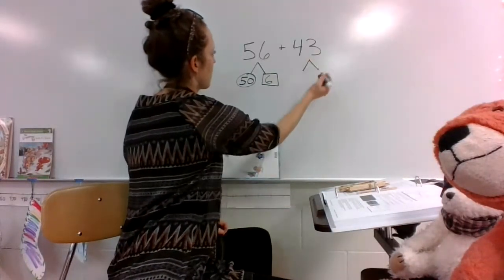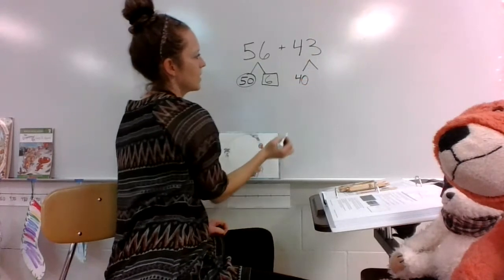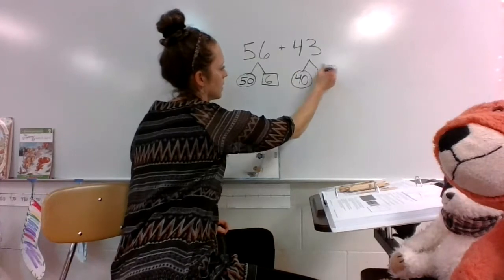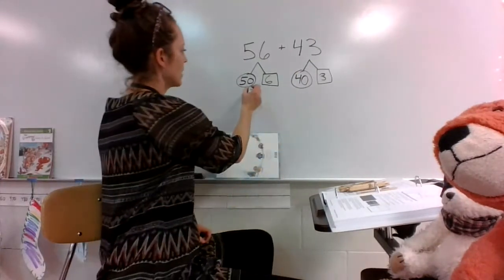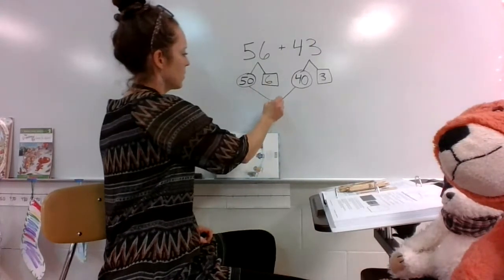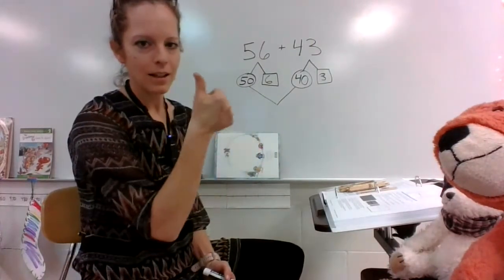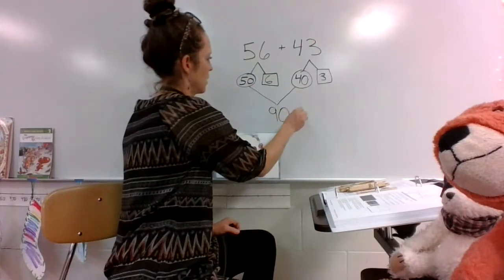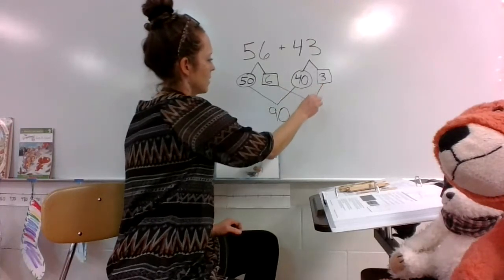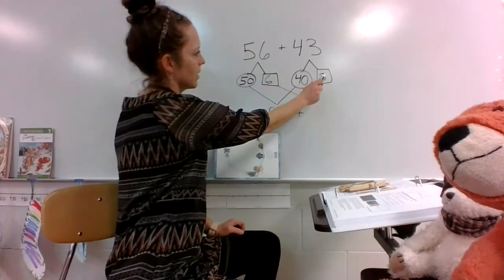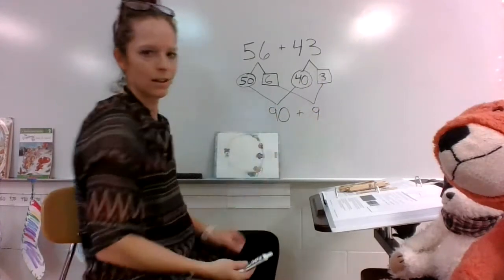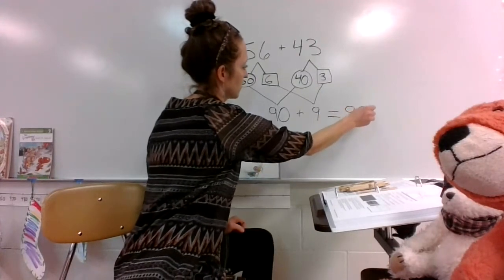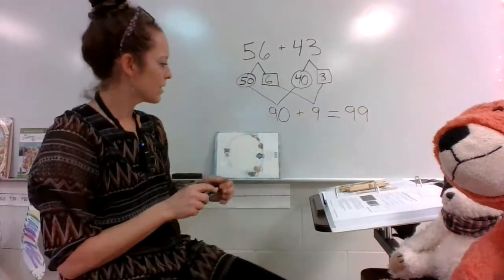43, split that up. 4 10s is 40. 3 1s is 3. Add the 10s together. 50 plus 40. 50, 60, 70, 80, 90. Now add the 1s. 6 plus 3 is 9. So 90 plus 9 equals 99. That's a lot of 9s.